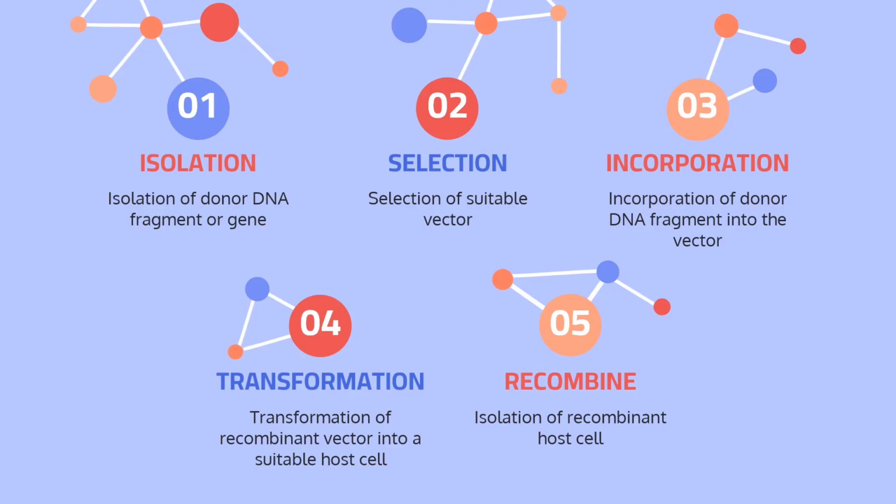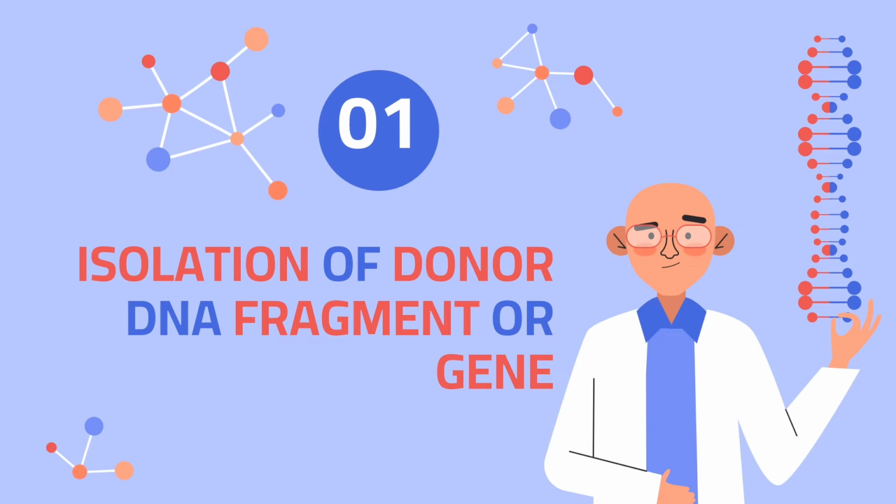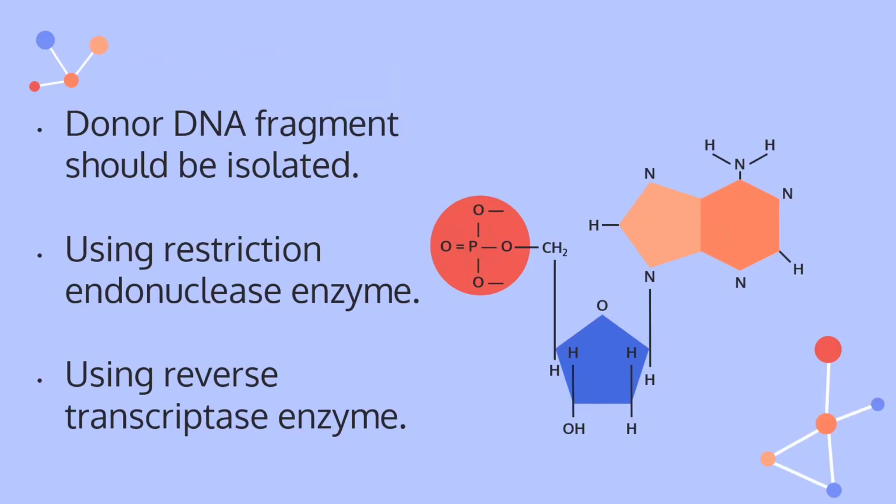We have 5 steps, which are isolation, selection, incorporation, transformation, and recombinant isolation. The first step is isolation of the donor DNA fragment or gene. The first thing to do is to isolate a DNA fragment from a donor. It is possible to isolate desired genes or DNA fragments using 2 different methods.